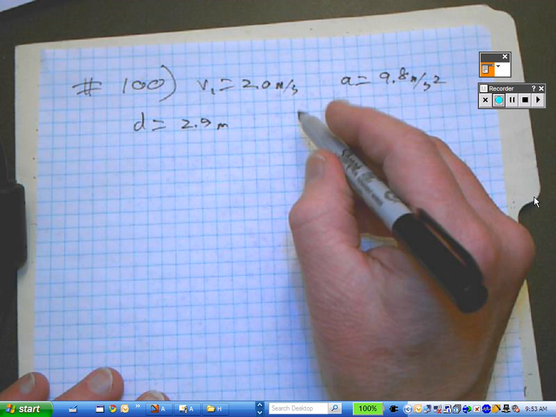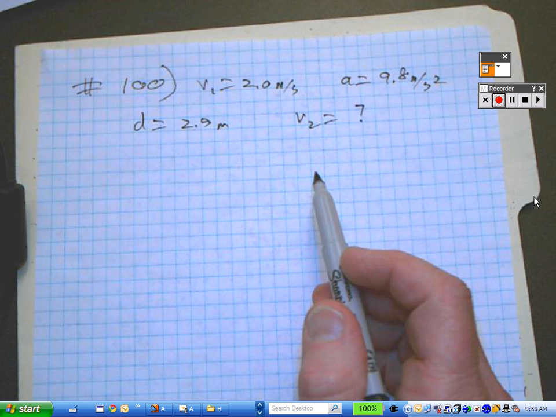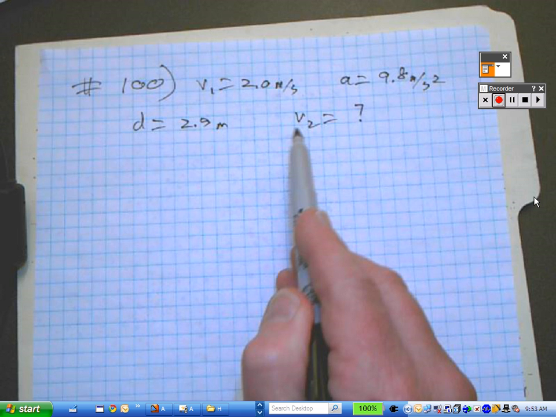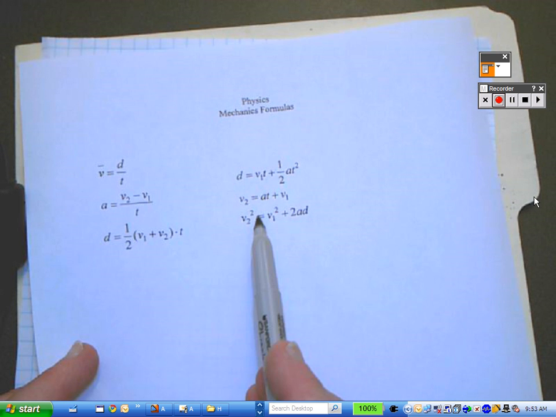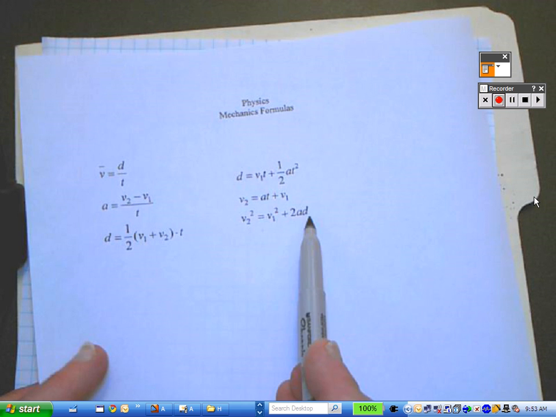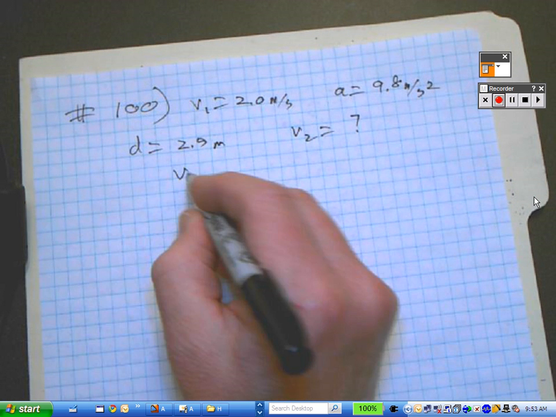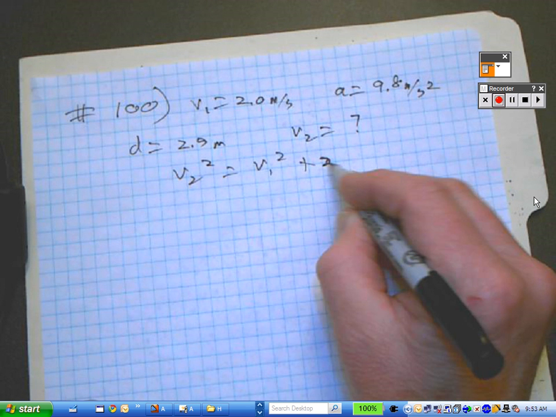We call that V2, and we write question mark. All you have to do from your formula list is find the one formula that has V1, A, D, and V2. You will discover that it is right here. So you write down exactly what you see here. And you would write down the formula from the formula sheet: V2 squared equals V1 squared plus 2AD.